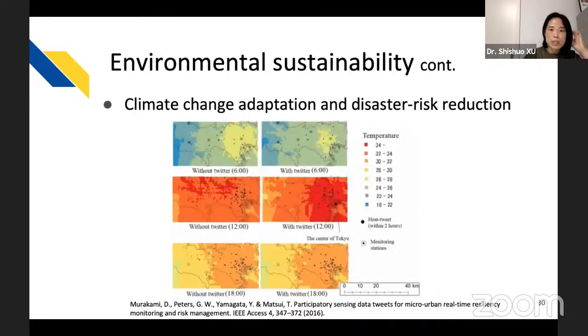Climate change adaptation and disaster risk reduction is another emerging field of social metadata-based research. It incorporates participatory sensing data, like Twitter data, with ground-based physical sensors that are installed along the roads or along the buildings. As shown in this figure, the incorporation of the tweets can significantly change the resolution accuracy for the local area analysis. This finding would be very valuable for using Twitter or any other social media data to analyze climate change at a global scale.